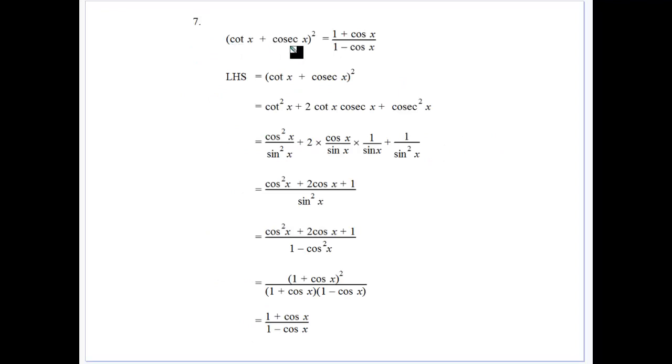Question 7 here. When you look at this one, it looks hard, because it looks like there's a bit of manipulation going on. Cot x plus cosec x all squared. So take our left hand side, expand it out. Because I'm going to go to cosine of x, I really need to change cotangent and cosecant there. So we get that manipulation, cot is cos on sine, cosec is 1 on sine, which nicely gives us the same denominator in each, sine squared of x. So that works out nicely. That's where we get cosine squared plus 2 cos x plus 1.